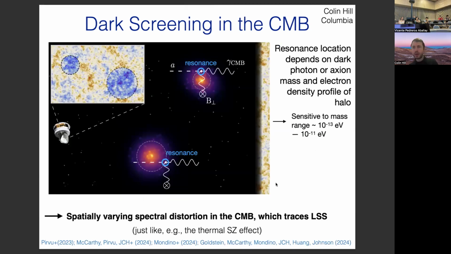Okay, so here's a sort of cartoon picture of what we're looking for. So the CMB is over here on the right, the surface of last scattering. The CMB photons are propagating through the universe. Occasionally, they'll go through a dark matter halo, which has a whole bunch of free electrons in it. And this is shown for an axion case. There's also a magnetic field within the dark matter halo.